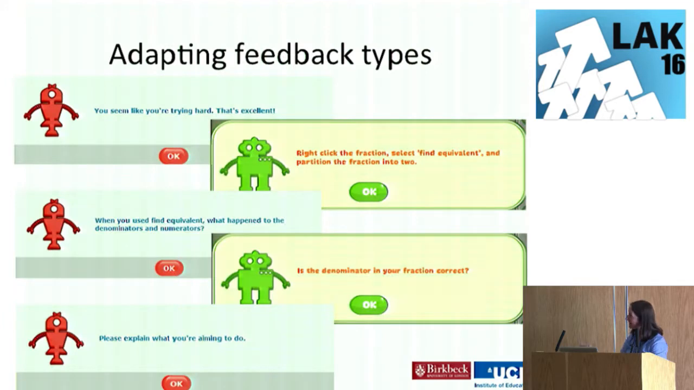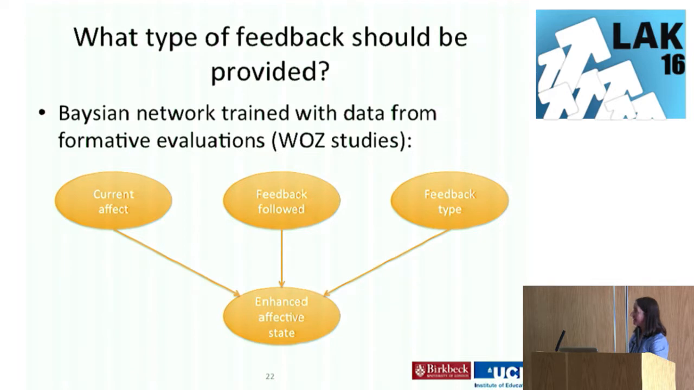So we had these different feedback types. We had, for example, reflective prompts. Then you could see problem-solving support or instructive feedback or affect boosts. So this component decided which type of feedback should be presented to the student. And for this, we developed a Bayesian network, and that was trained with data from the Wizard of Oz studies.